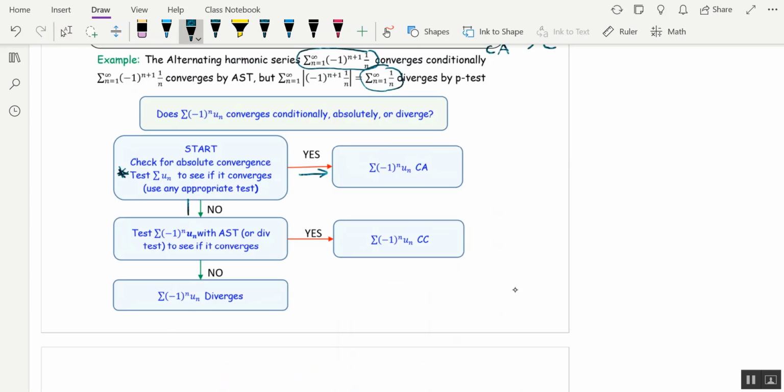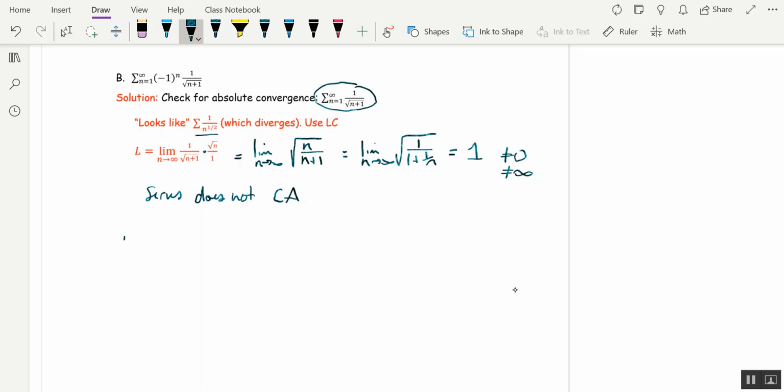So I'm right here, no. So now I need to check my original series with the AST. So now I'm going to test the original series, and you always want to write down what you're doing. The sum n equals 1 to infinity of -1 to the n, 1 over the square root of n plus 1, with the AST and u sub n equal to 1 over the square root of n plus 1.